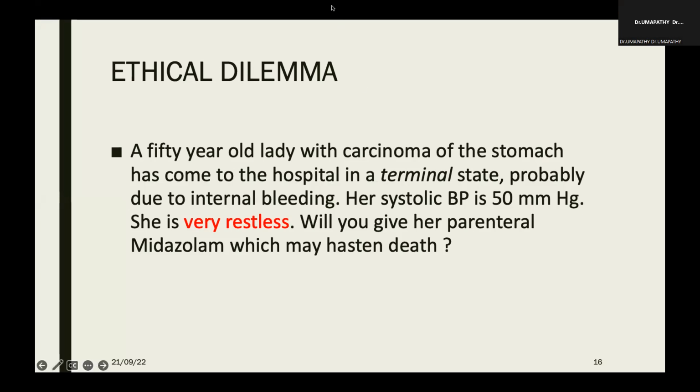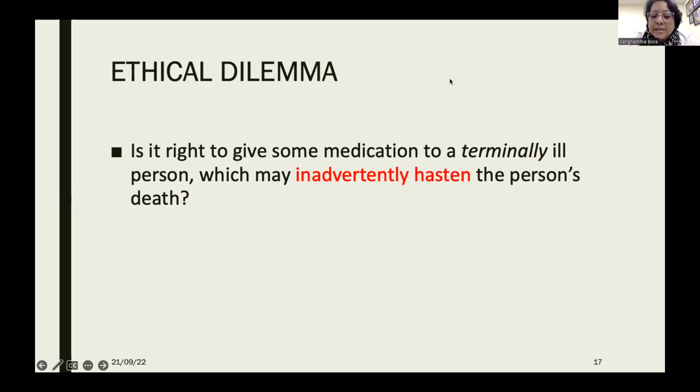Okay. Anything else? Yes, concept of double effect. Yes. Risk versus benefit. Does the patient desire comfort? Okay. All right. So now it is actually related to end of life. I think I've put this question quite in advance of your end of life class. That's why you might be having this problem.